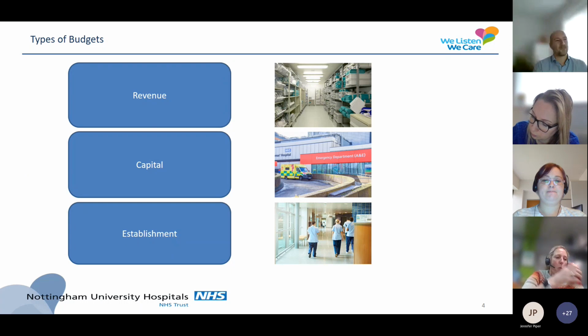And then the final one, establishment, and I've said about pay costs, but this is more about positions and people in positions, making sure that you've got the right people in the right positions. So you'll have an overall pay budget, but it will be around making sure that you've got safe staffing establishments on your wards, and making sure that you've got enough staff to deliver the activity that goes within your plan and then meets the service specifications for your services.